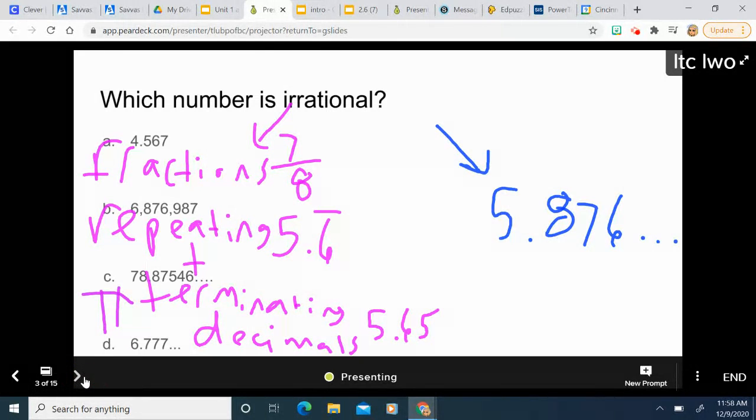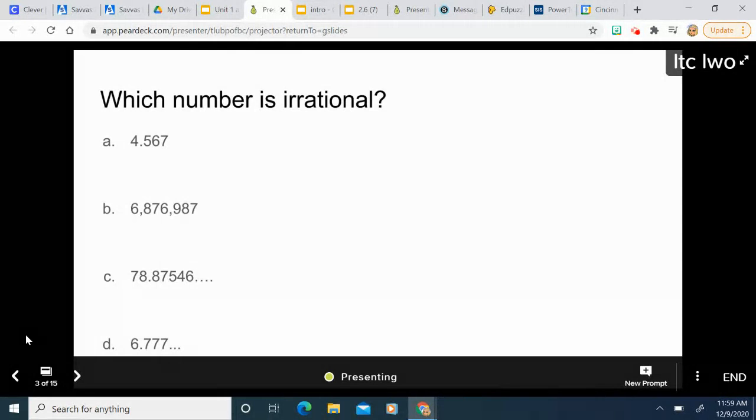All right, answer this question on your Edpuzzle. Okay, hopefully you put C, because yes, C is irrational because it goes on and on forever. It doesn't follow a pattern. We don't know what it looks like. It's just crazy. This is just a regular terminating decimal. This is just a really big number. I wish that was in my bank account. And then D, it does go on forever, but we know what it looks like.